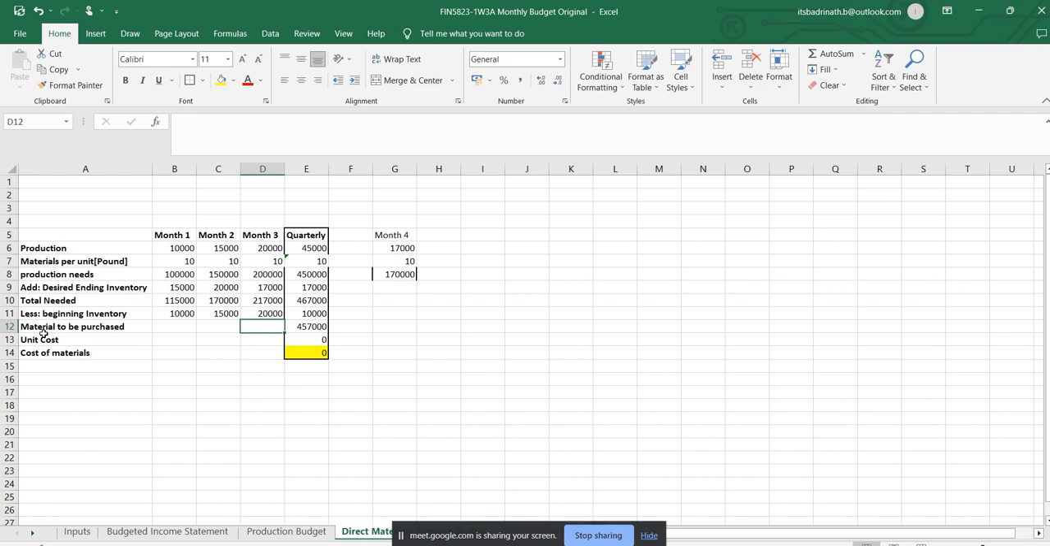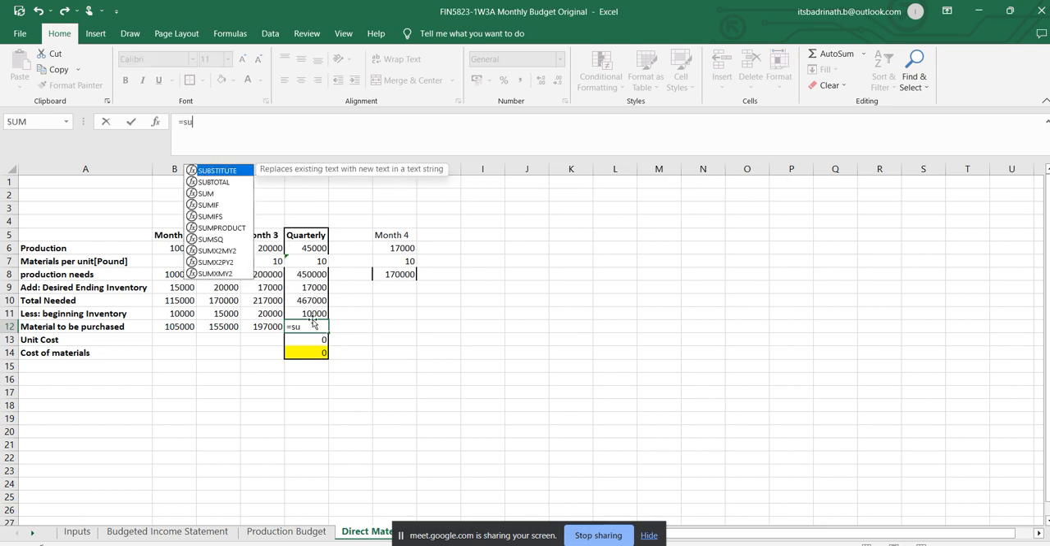Now we have all these things. Material to be purchased is calculated as total needed minus beginning inventory. Okay, so this will be our value, and this is calculated. No, this is incorrect. Material to be purchased will again be the sum of these three values.